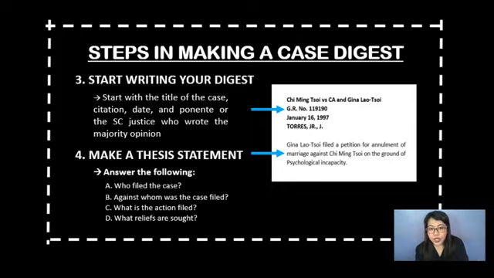Then, after number 3, you make a thesis statement, which is step number 4. So, how do you make a thesis statement? When you make a thesis statement, you answer 4 questions. A, who filed the case? B, against whom was the case filed? C, what is the action filed? And D, what reliefs are sought? So, we have an example of a thesis statement. Gina Lau Choi filed a petition for annulment of marriage against Chiming Choi on the ground of psychological incapacity.